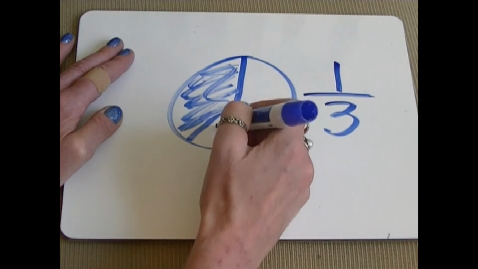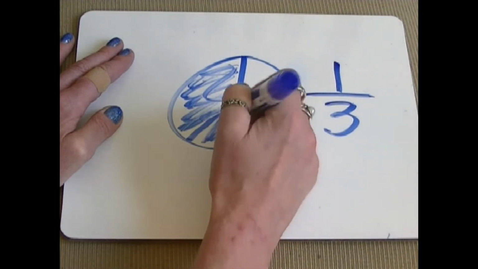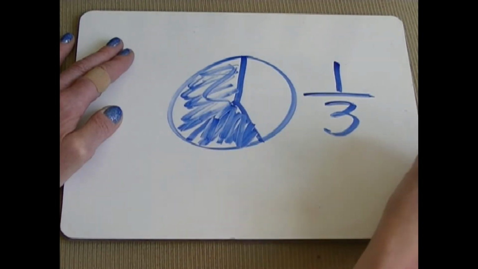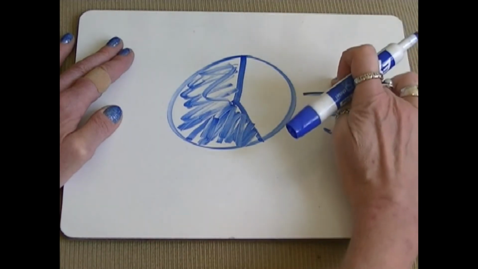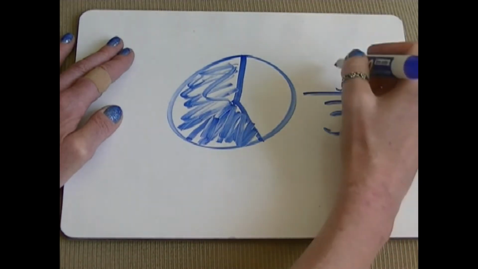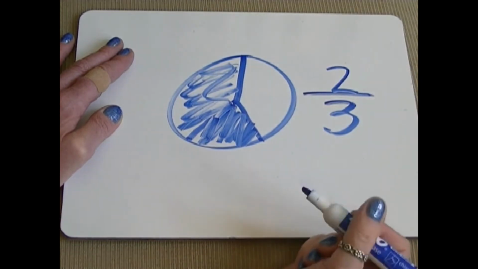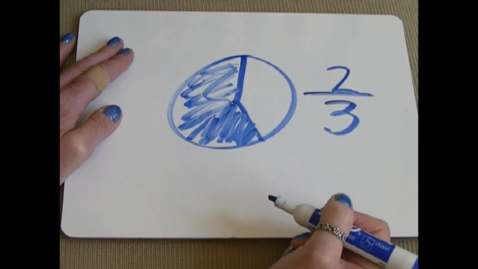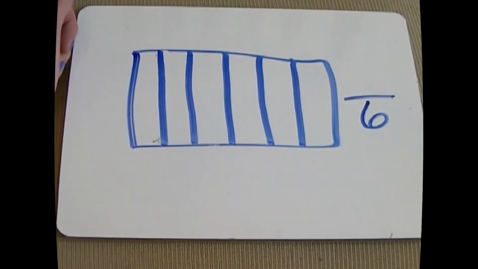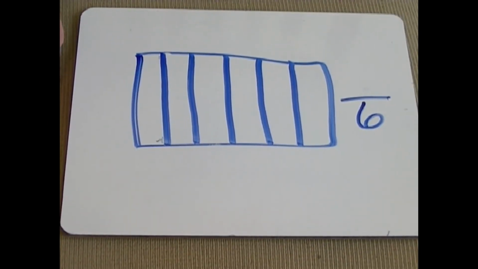Now what if somebody eats this much of the pizza? Now how much is gone? Yeah, it's not 1/3 anymore. Now it's 2/3, or 2 out of 3 pieces have been eaten. Good job!